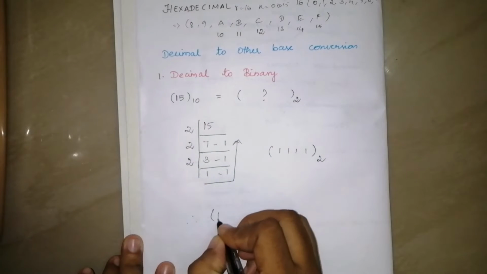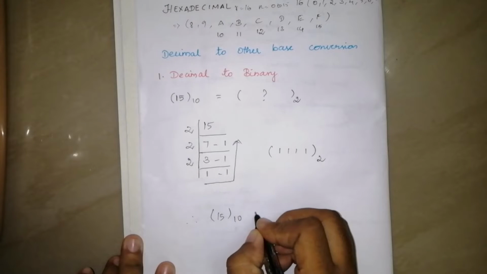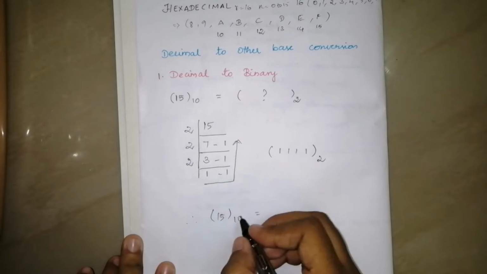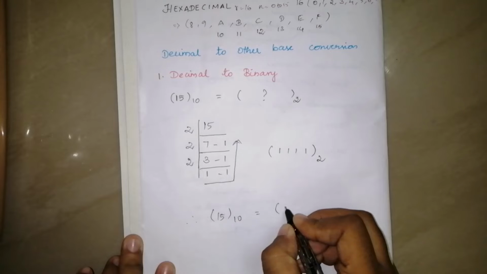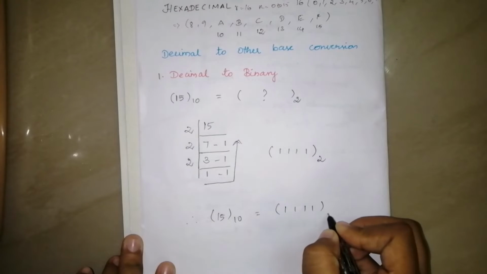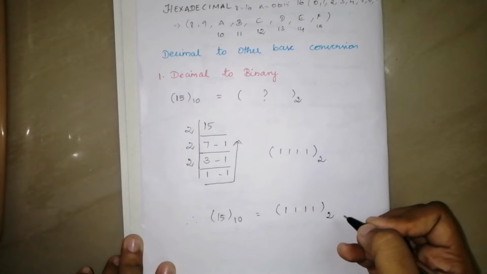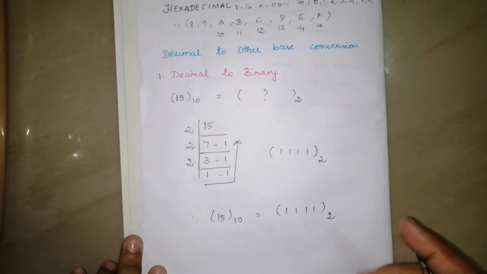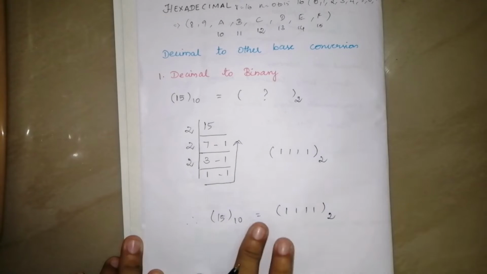Therefore, the binary equivalent of decimal number 15 is nothing but 1, 1, 1, 1 base 2. 2 is the base number. I think you have understood this.